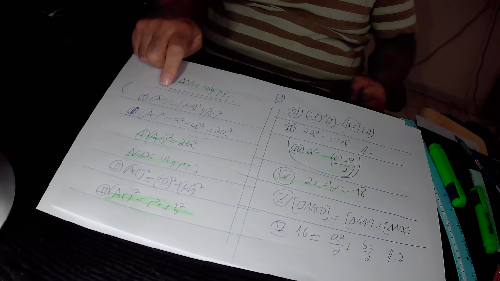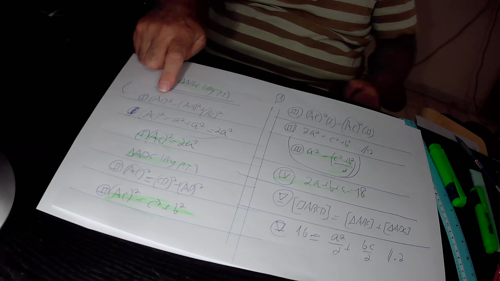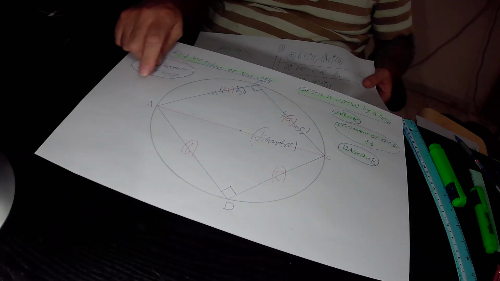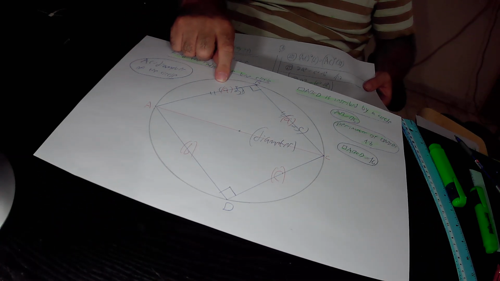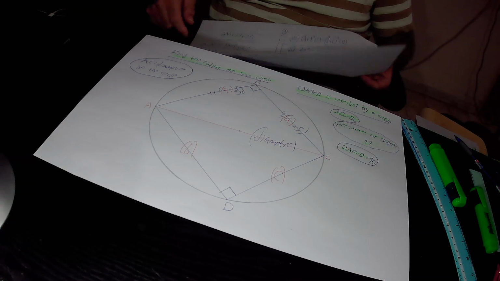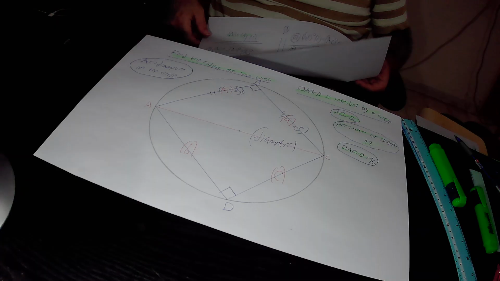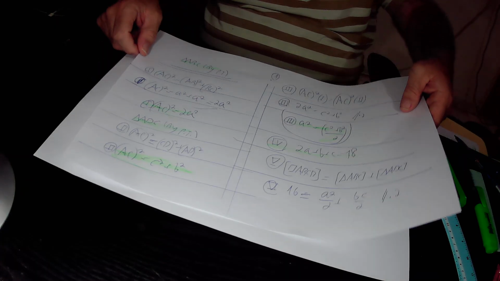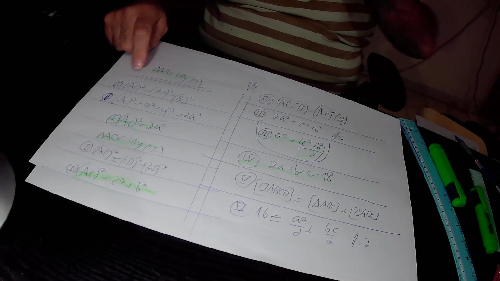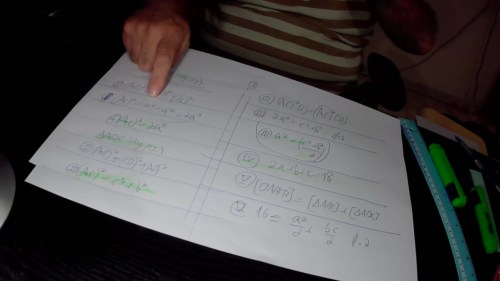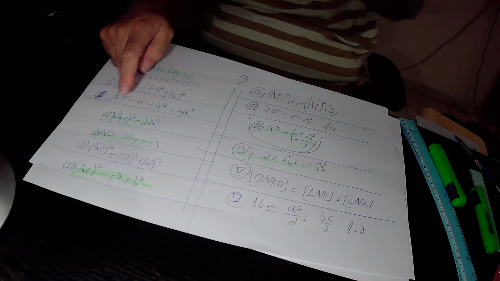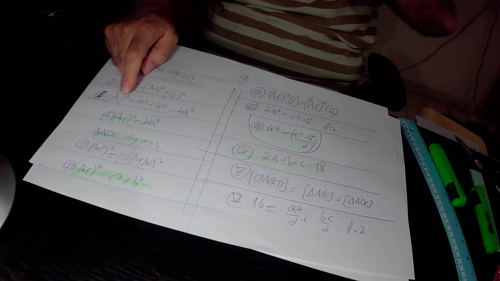AC is the missing side, so leave it as it is. So AC squared equals AB squared. AB is A, therefore AB squared is A squared, plus BC squared. BC is also A, so BC squared is A squared. So we found out that AC squared in total equals A squared plus A squared, that is 2A squared. So AC squared equals 2A squared according to this equation, equation 1.